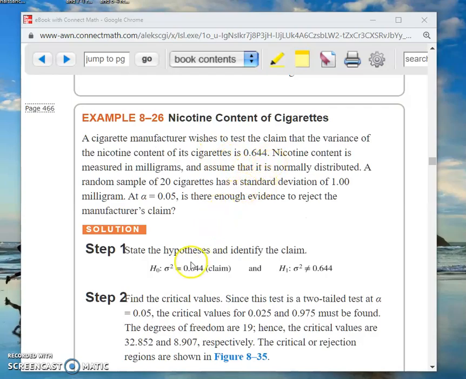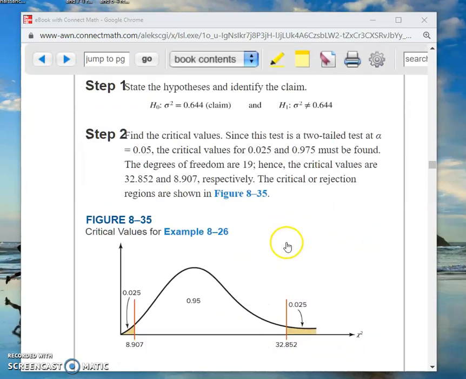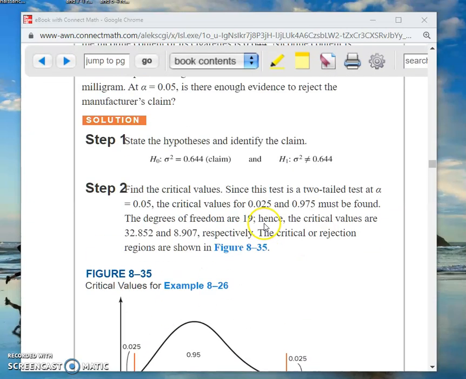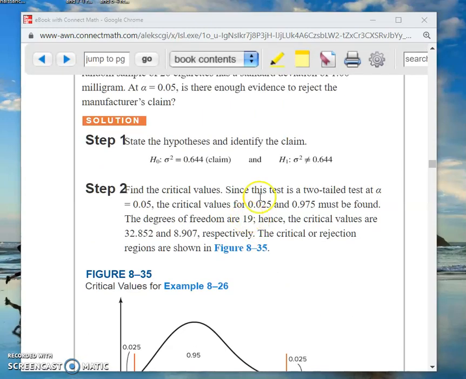So the claim, the null hypothesis, is that the variance is 0.644. The alternative hypothesis is that it's not equal to 0.644. Okay, so this is going to be a two-tailed test. As always, we have to find the critical values. Alpha is 5%. That's what it says right up here.